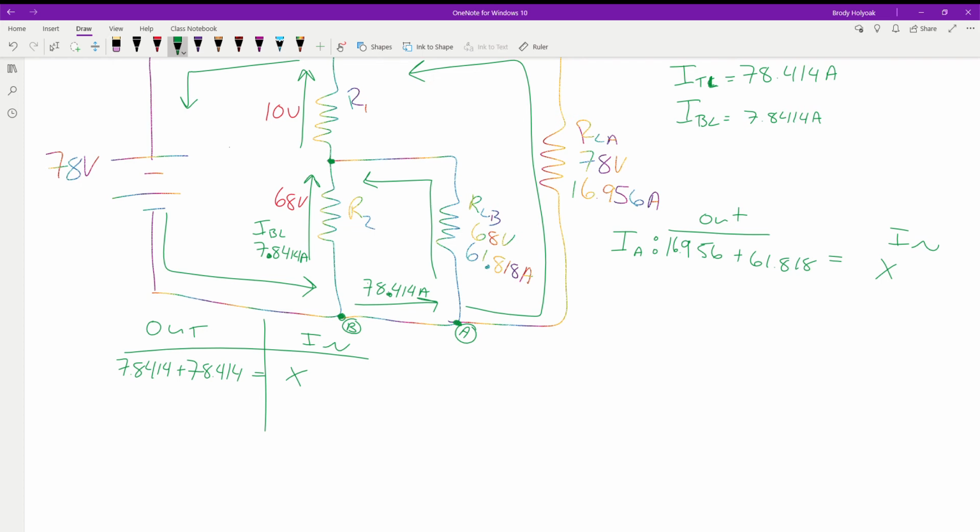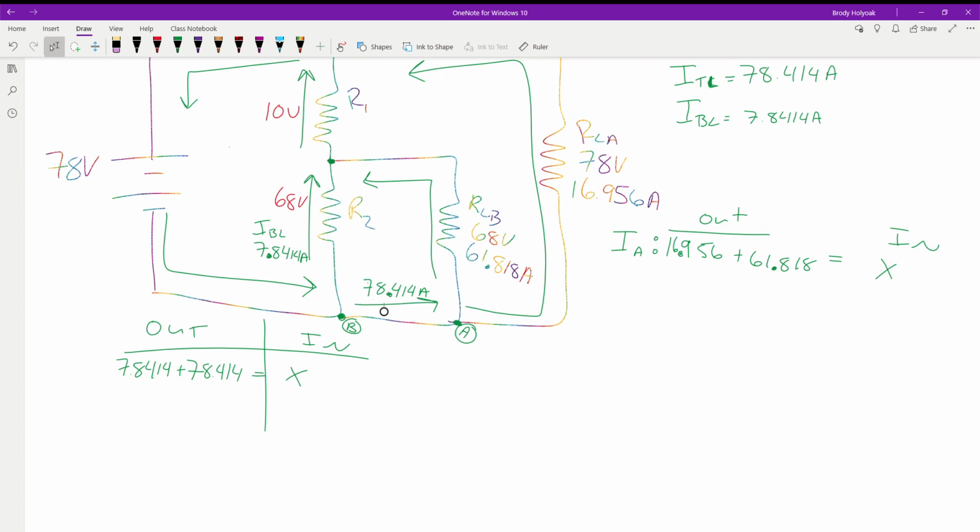What line is that? It becomes 78. Right, this one? Because over here we have these two currents leaving, and they have to be equal to the currents coming in. So with just a simple math problem here, we have 19.956 going out, 61.818 going out. We can add those together to get a total out. They have to be equal to the total amount of current coming in. So in this case, it has to be 78.414.